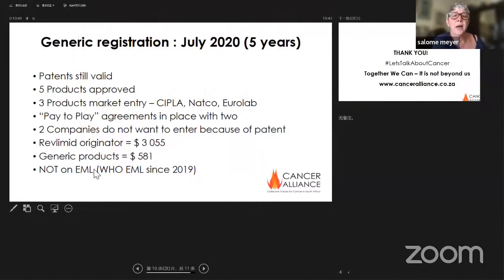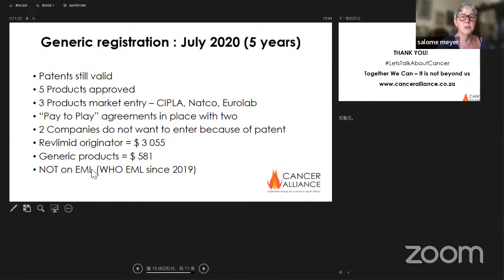Generic registration happened after 5 years. So it took our regulatory authority 5 years to evaluate generic dossiers. However, what we now have is that our patent system in South Africa does not allow for patent scrutiny. Therefore, it is merely a depository system where you apply for your patent and it is awarded. Nobody screens for secondary patents. And there is no patent opposition.